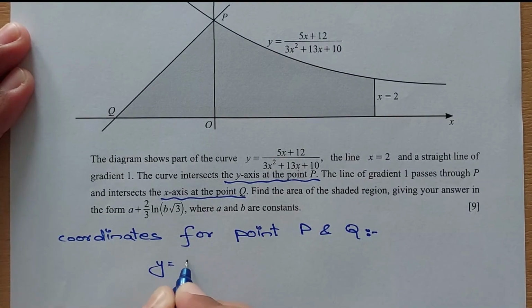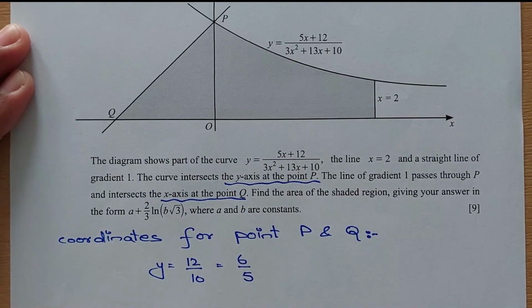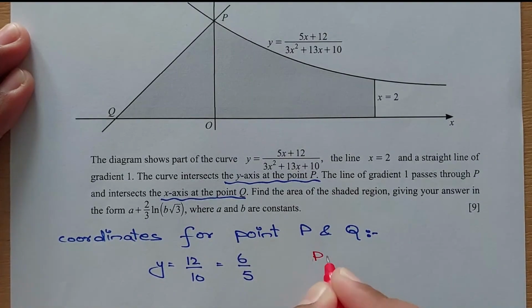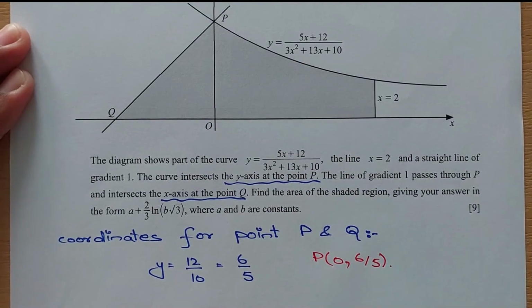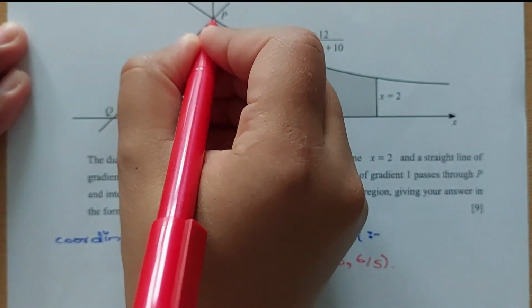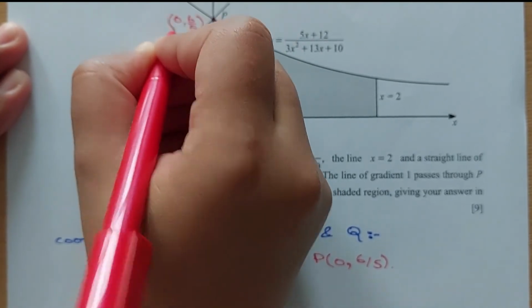So y equals 12 divided by 10. 2 times 6 is 12 and 2 times 5 is 10. Okay, so the coordinates for point P are x is 0 and y is 6 by 5. So this point is (0, 6/5), right?